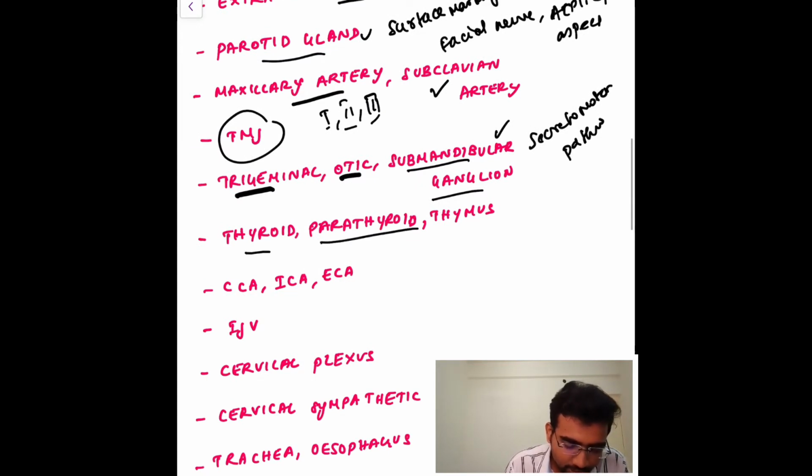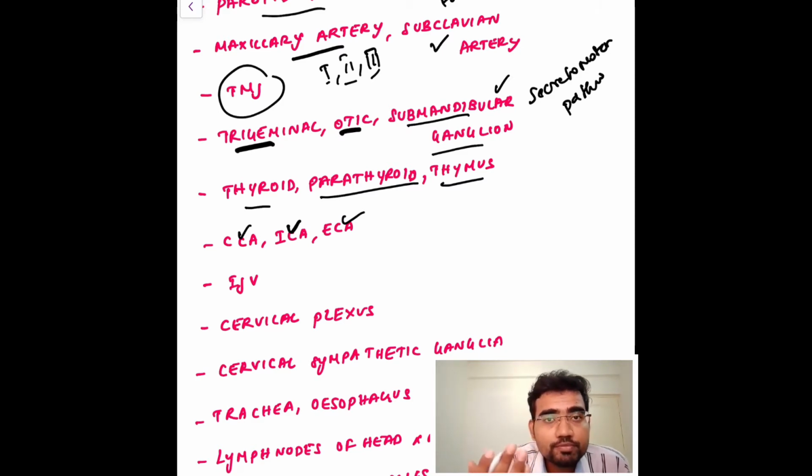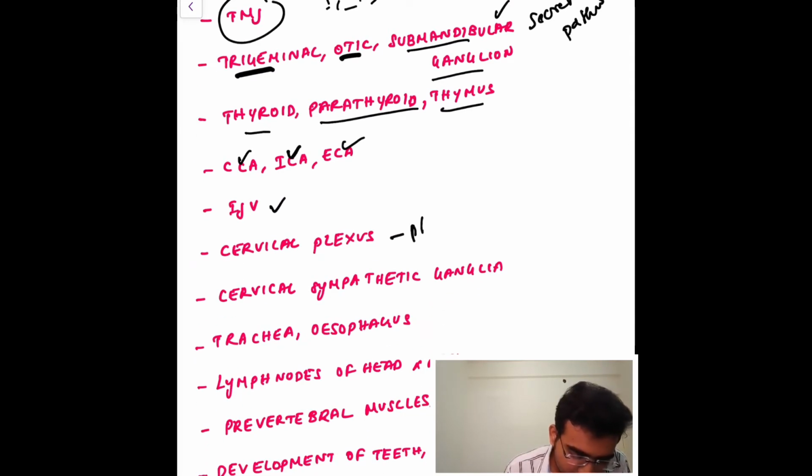The next one will be the thyroid, parathyroid and the thymus glands. You have to learn about the development of each gland and also the applied aspect of it. Then the common carotid artery, internal carotid artery, external carotid artery. You have to learn the branches of them, which you would have already learned from the above topics. You should be very much aware of all the branches of the internal, external, as well as the common carotid arteries. And the next one will be the internal jugular vein. It is also a very important thing. The cervical plexus, which will include the phrenic nerve and also the cervical sympathetic ganglion.